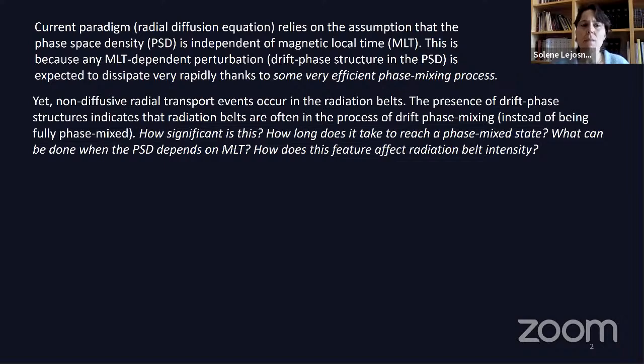That said, with the latest missions and instruments that have high energy resolutions, we have many observations of what we call non-diffusive radial transport events that occur in the radiation belts. And these drift phase structures indicate that the radiation belts, at the drift scale, are not in a state that is phase mixed, but they are in the process of phase mixing. So that means there is always a bit of dependence on magnetic local time.